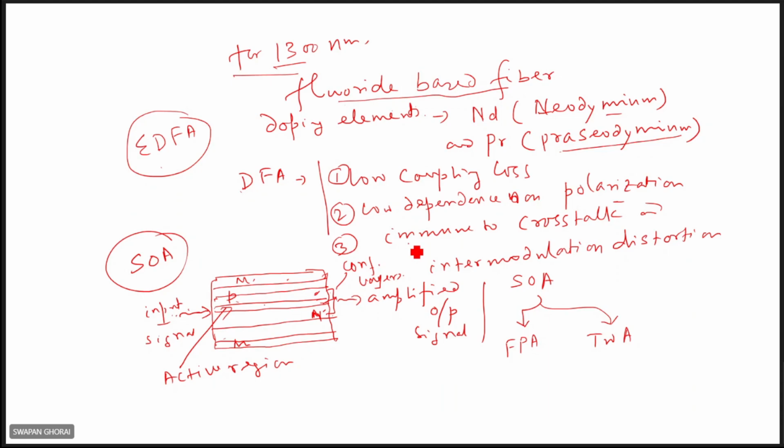Of course, semiconductor optical amplifiers can be of two types: Fabry-Perot amplifiers or traveling wave amplifiers. Fabry-Perot amplifiers are very similar to lasers. There can be internal reflections in Fabry-Perot amplifiers. But in traveling wave amplifiers, there will be no reflections. It is a single pass amplifier.